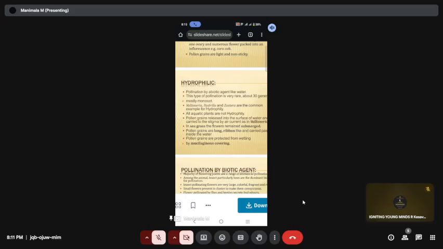Okay? So these are some of the characteristics of the pollen grains and the flower. And here we have two types. Additionally, epihydrophily and hypohydrophily. What do you mean by epihydrophily?